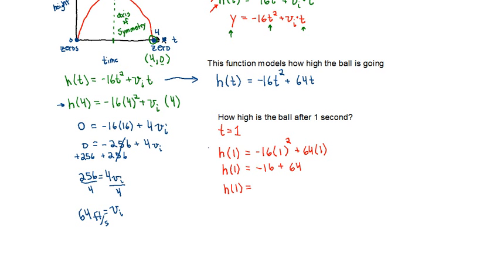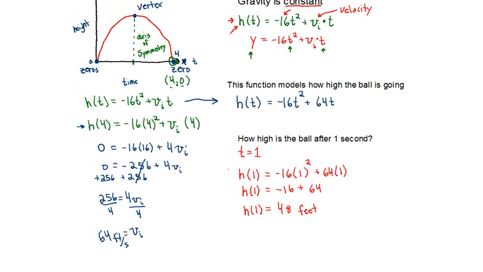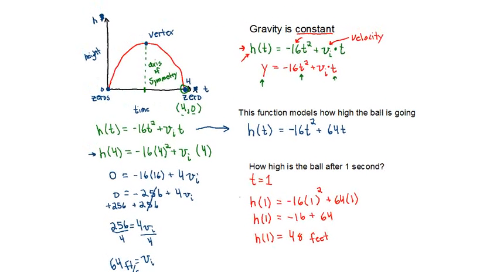Let's see, let's finish that off. Negative 16 plus 64 is 48 feet. So after 1 second of flying through the air, the ball is now 48 feet high. And so if we come over here to our graph again, we can put that point on here. So if we go over 1 second, which would be right here, we would be up to 48 feet. So right here is the point 1, 48 on our parabola.